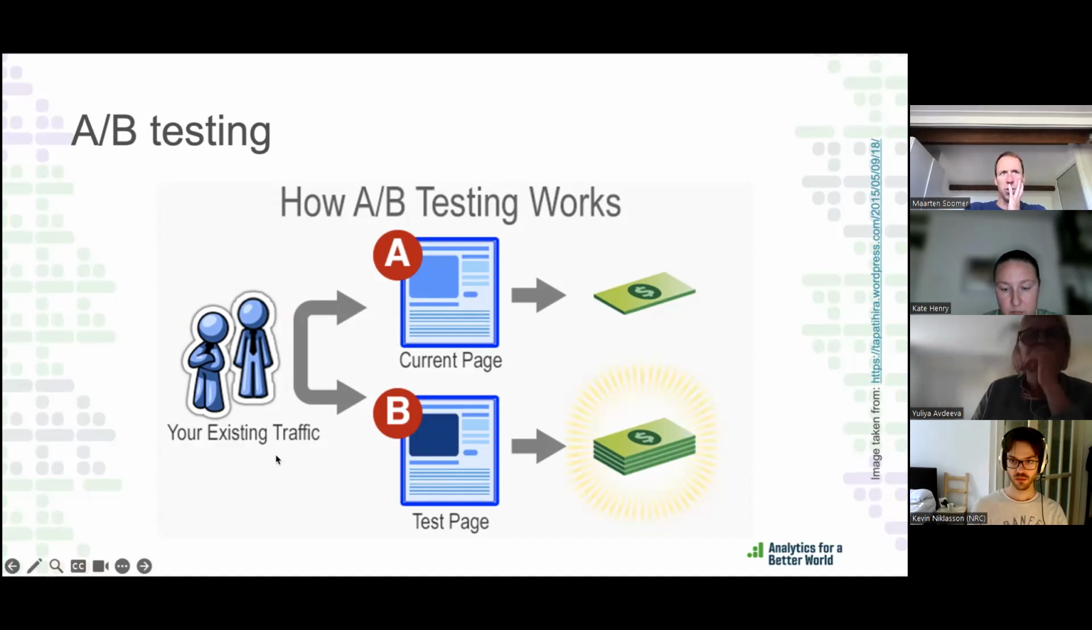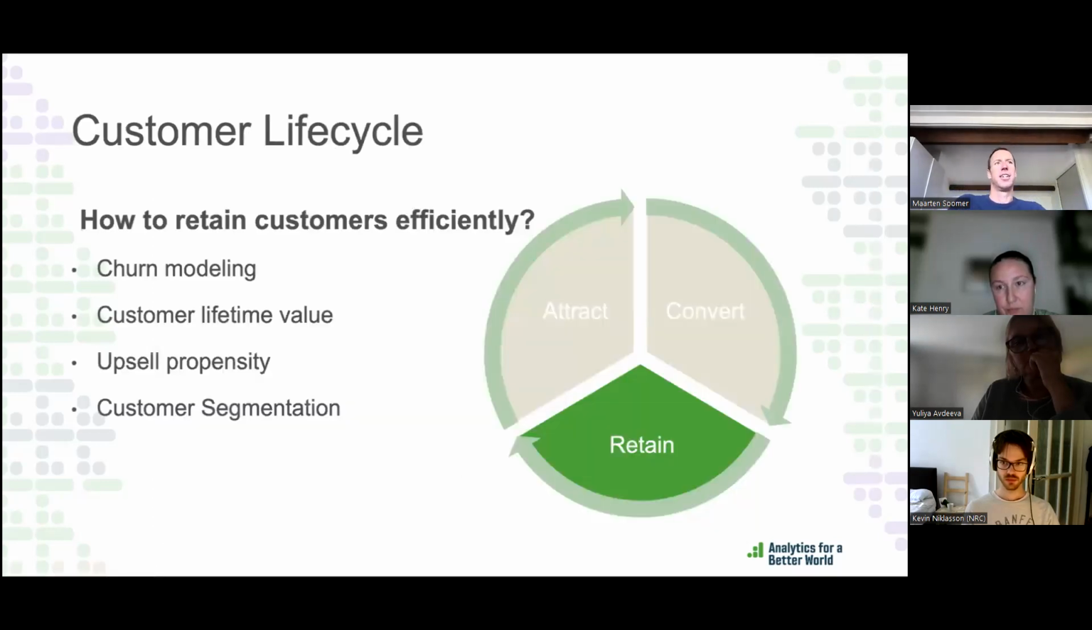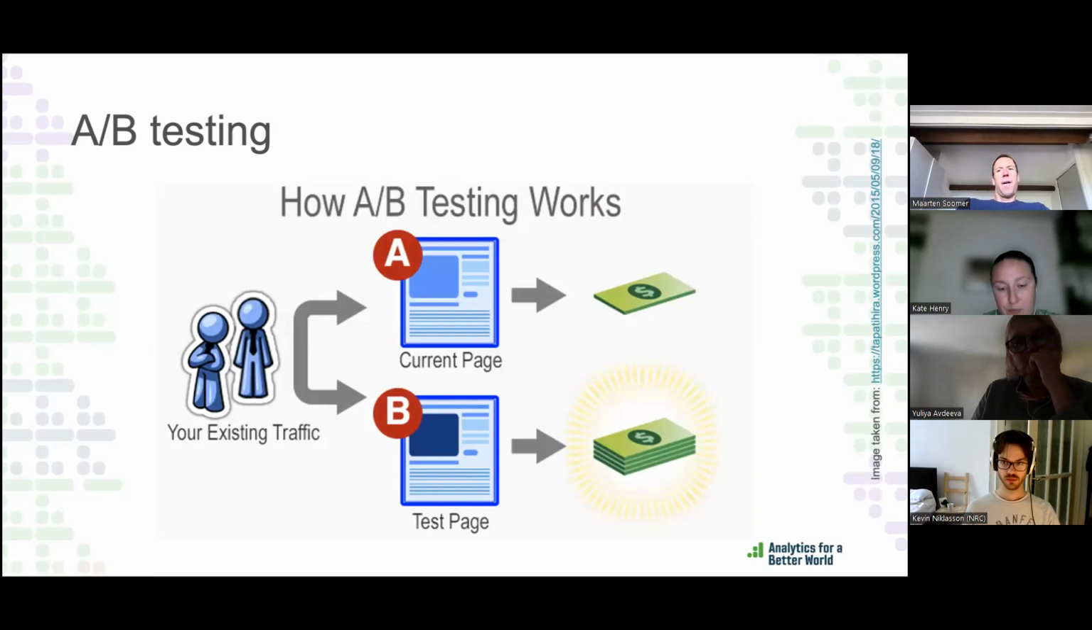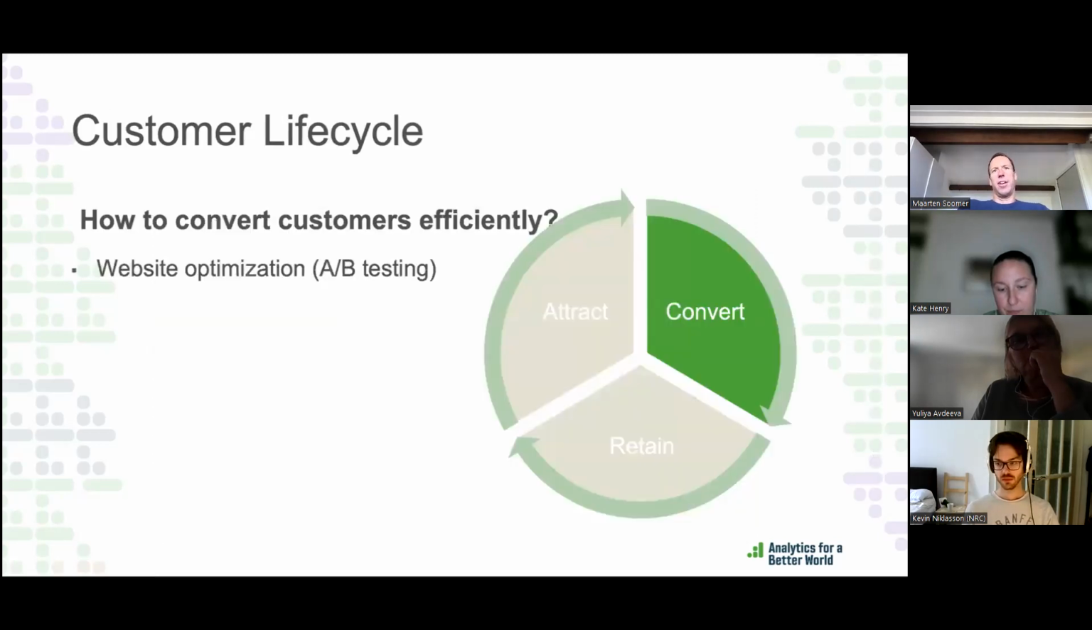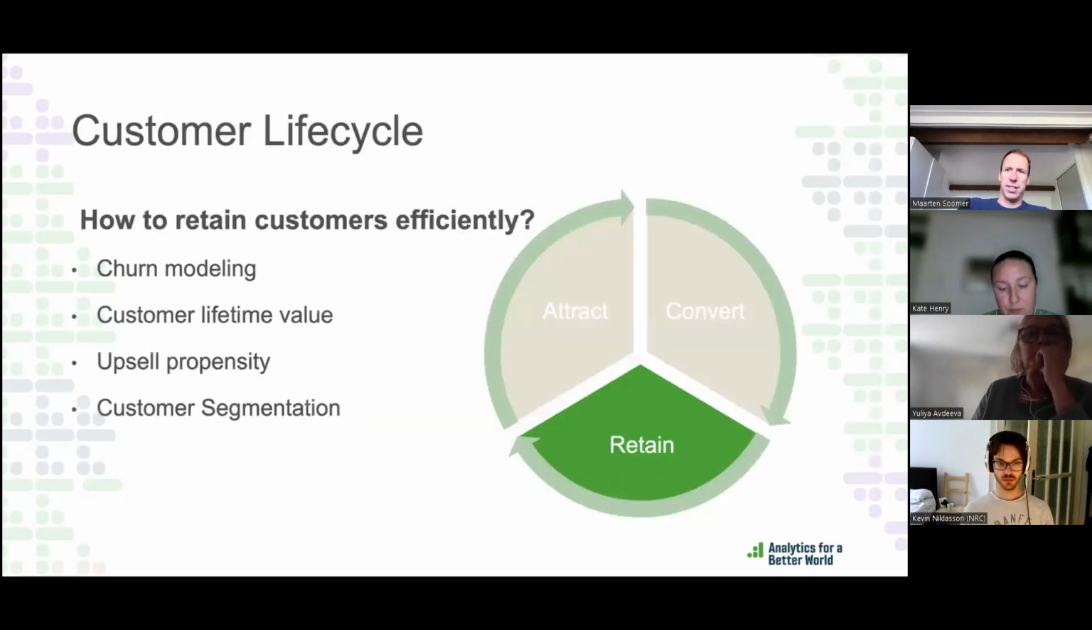Very powerful tool to experiment and basically generate data to evaluate if version A or version B is better. And then when you have collected that data, you need to do proper statistical testing to really identify if B was really better than A or not, because you want to take a statistically significant decision. Yeah, so that's on the converting stage. Any questions?